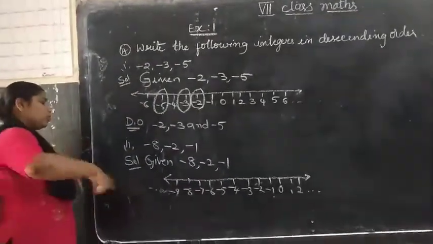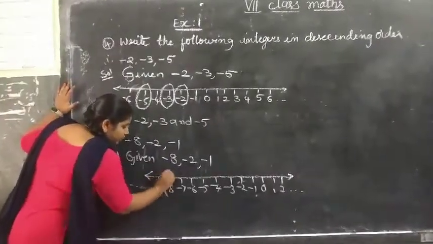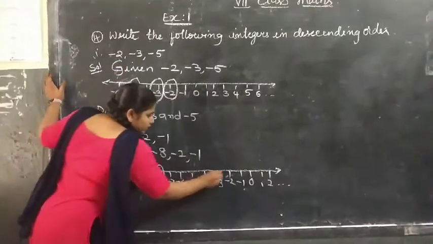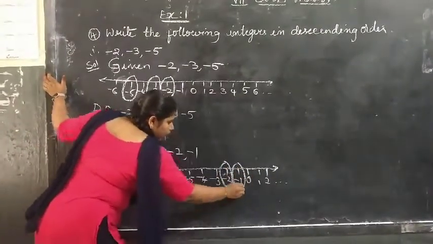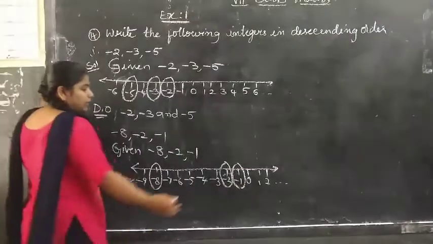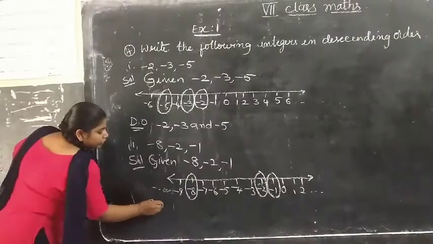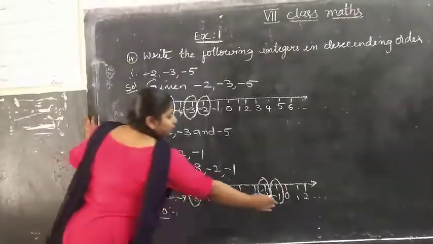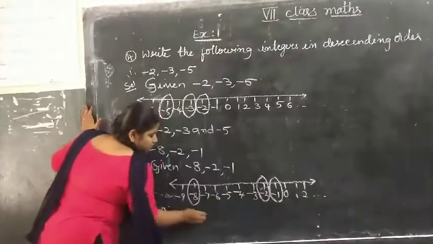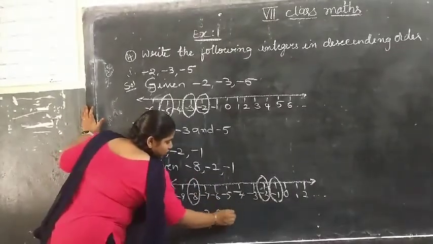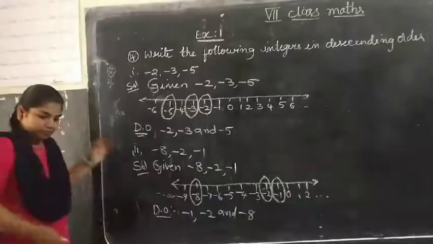So first round off the integers that they have given, that is -8. Next one is -2 and last one is -1. So how to rearrange in descending order? Arrange from the right side onwards. That is, descending order of the given integers: what is the first right number? That is -1. After that is -2 and the last, smallest integer in the given set is -8.